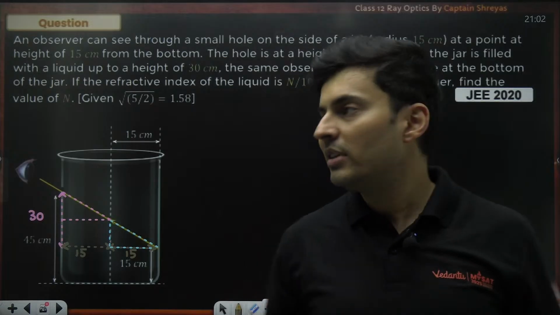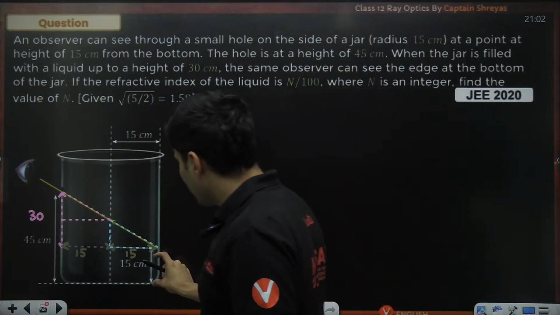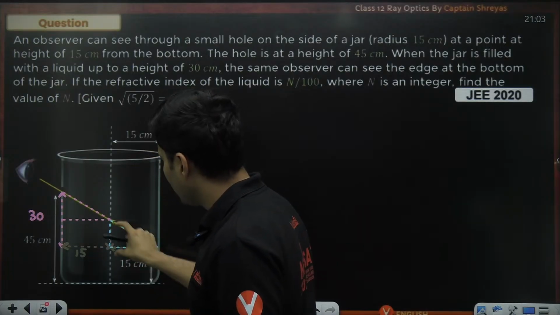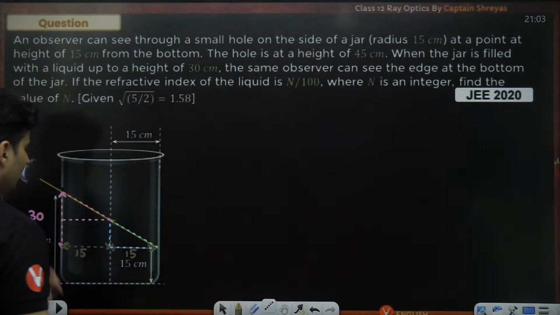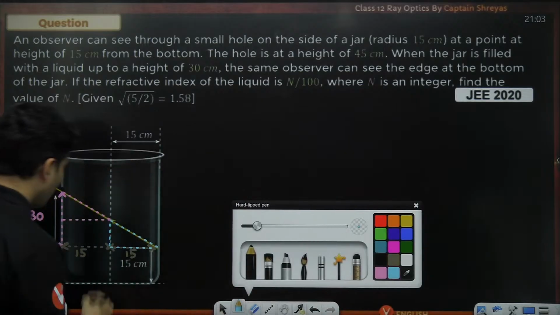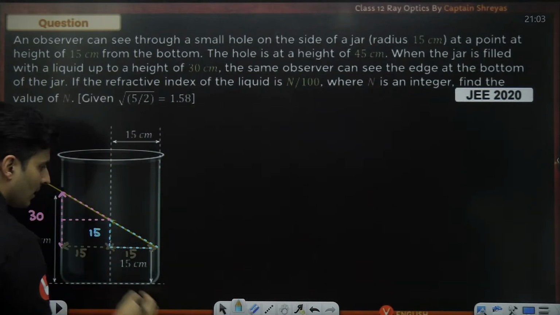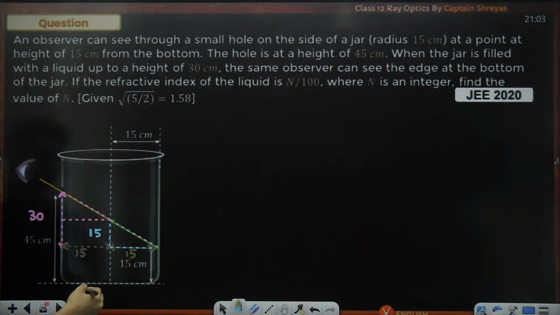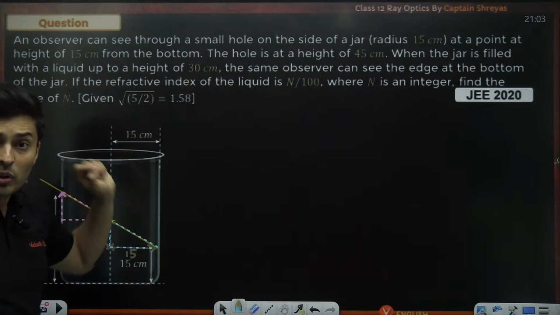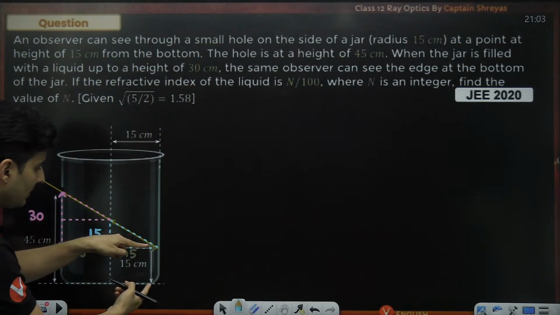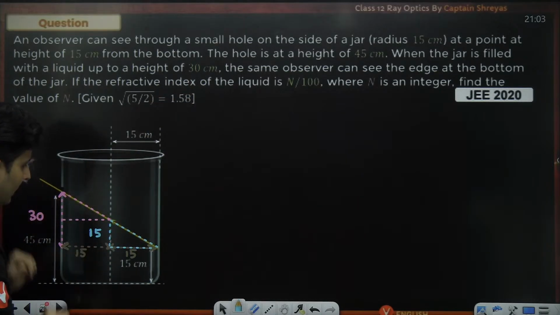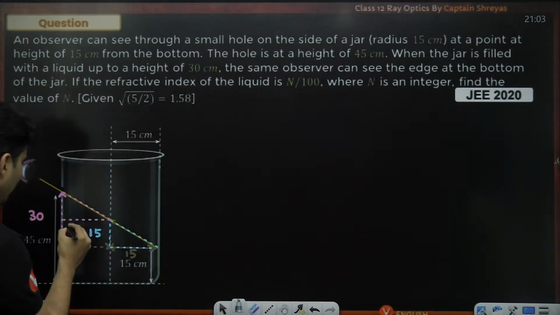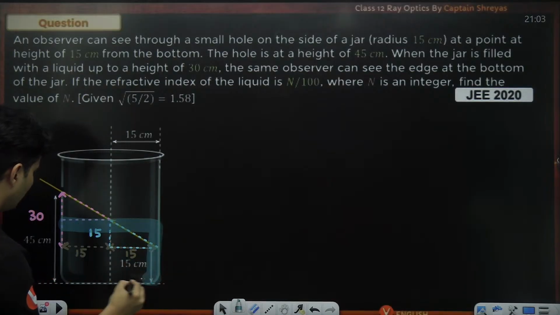One thing is very, very obvious. Because this is 15, this is 15, and these are all congruent triangles, even this particular height will also be 15. It's clearly mentioned the liquid is filled up to 30 centimeters. So 15 is already this much, this is extra 15. That means the liquid, whichever is there, is exactly filled till this particular point.